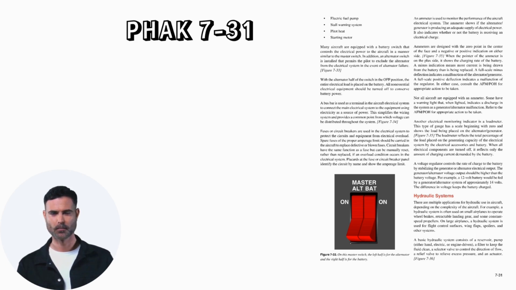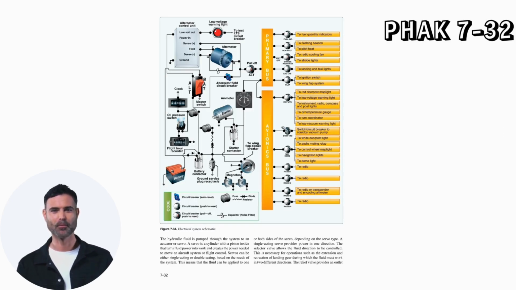A basic hydraulic system consists of a reservoir, a pump either hand, electric, or engine-driven, a filter to keep the fluid clean, a selector valve to control the direction of flow, a relief valve to relieve excess pressure, and an actuator. The hydraulic fluid is pumped through the system to an actuator or servo. A servo is a cylinder with a piston inside that turns fluid power into work and creates the power needed to move an aircraft system or flight control.